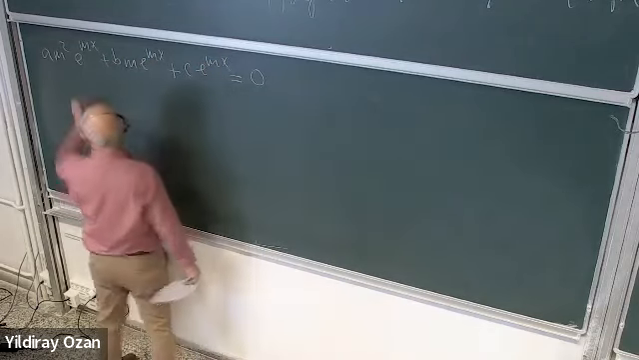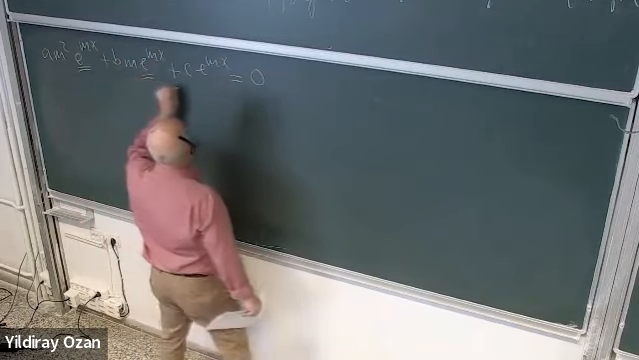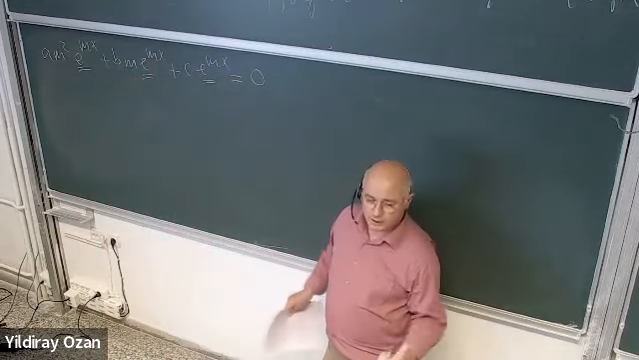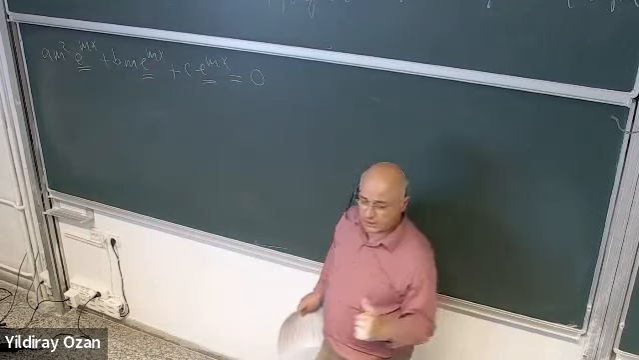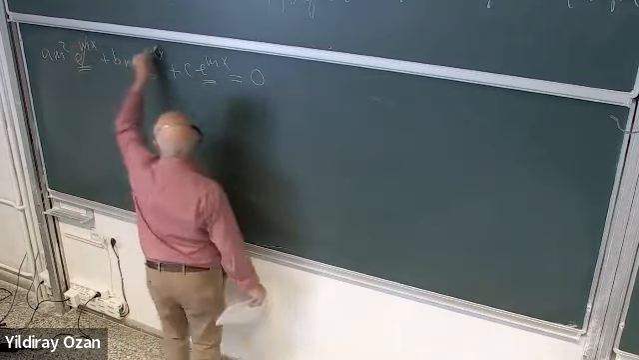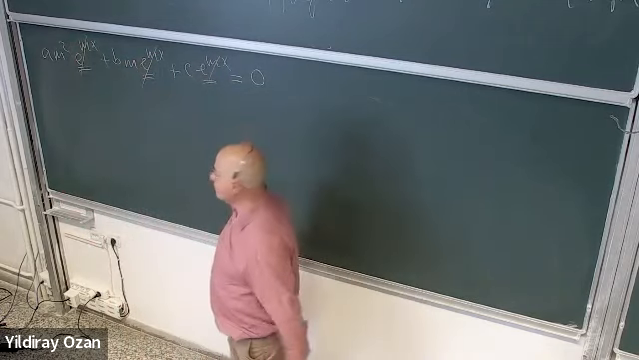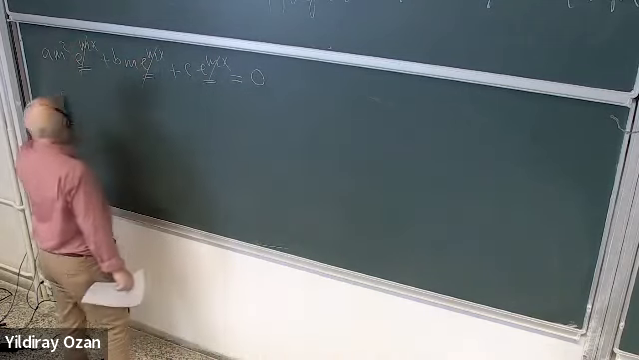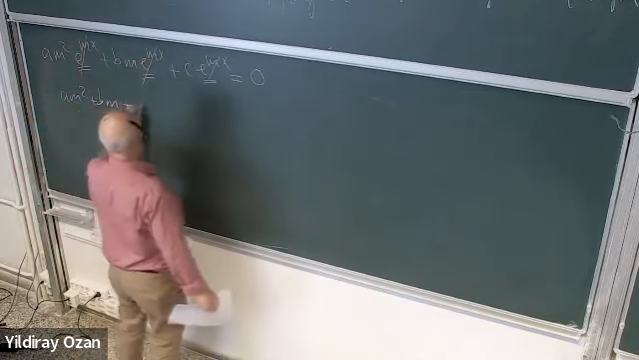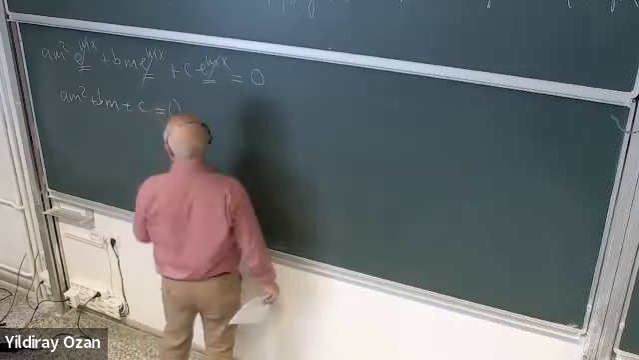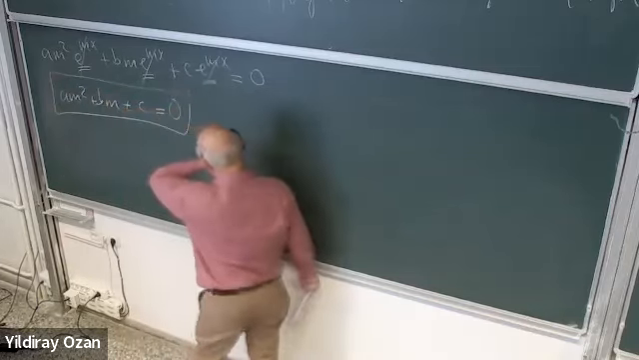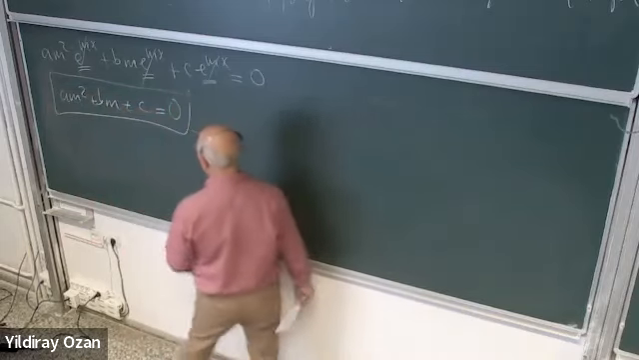And you see that e to the power mx is a common term, and it is never 0, right? e to the power mx is never 0. Therefore, I can just divide the whole equation by e to the power mx, and we get am squared plus bm plus c equals 0, and this is the so-called characteristic equation.